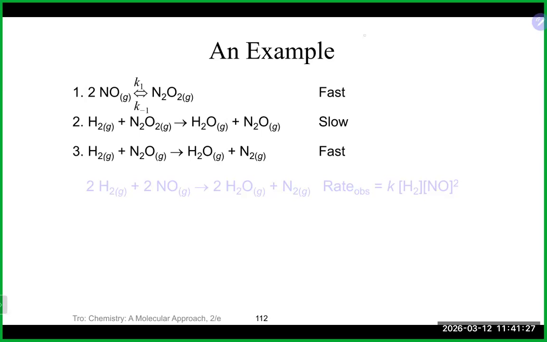So in this mechanism, we're looking at this overall reaction here. I'm just going to write it up on top here. And it was experimentally found that the rate law was rate equals k[H2][NO]^2 in this particular case.